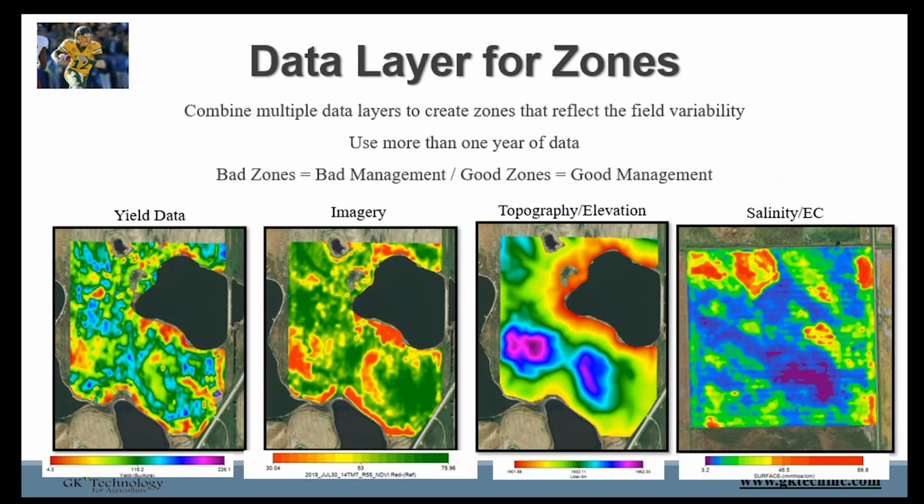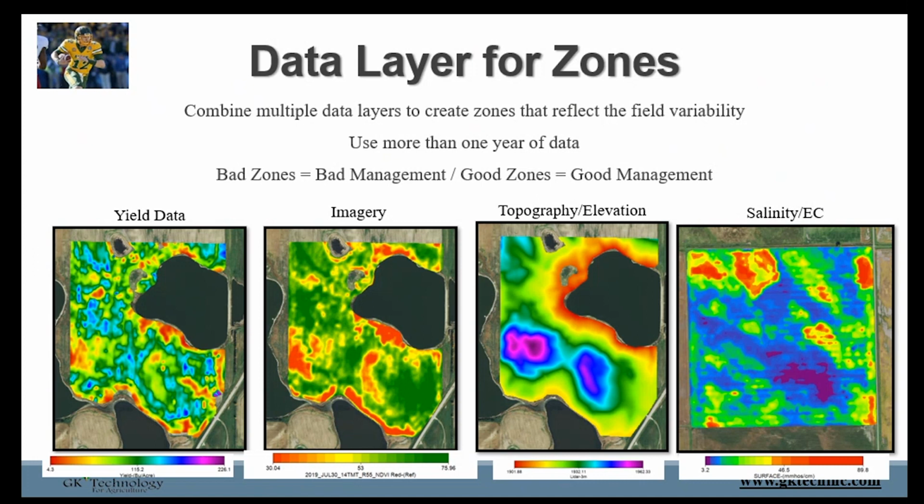And so when we're making zones, we use a lot of different data layers to explain the variability in the fields. We use yield data, imagery, topography and elevation, and sometimes even salinity. Personally, when I am making zones for a customer, I try to have somewhere between 3 to 6 years' worth of either imagery or yield data going into that. I usually always consider topography data but I don't always incorporate it. It depends upon what the result is that's coming out. If I have salinity data, I will certainly consider that and merge that all together.